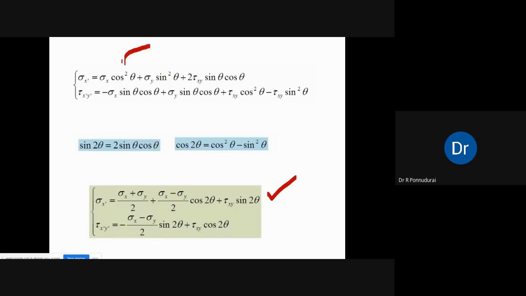Instead of cos square theta, substitute 1 plus cos 2 theta by 2. Instead of sin square theta, substitute 1 minus cos 2 theta by 2. Instead of 2 sin theta cos theta, substitute sin 2 theta. Expand it and you will get this expression. In the same way, you can make use of the cos 2 theta formula here, so you can get this expression for tau x dash y dash.